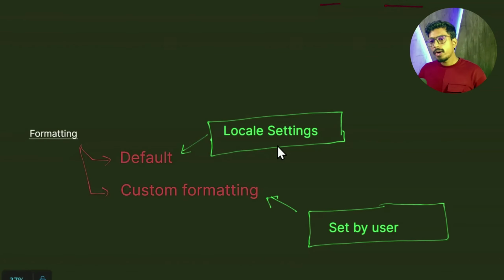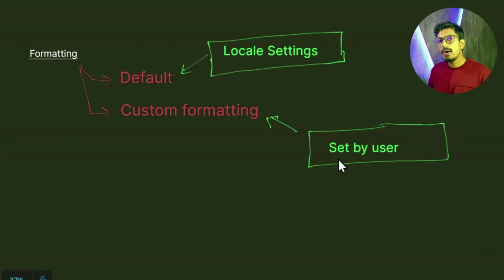Now, what is formatting exactly? In formatting, there are two types: one is default formatting and the second one is custom formatting. Default formatting will depend on the locale settings of your Google Sheet, and custom formatting will depend on how you have set the formatting for that cell beforehand. Okay, I'll show you both the scenarios. You don't have to worry about it. So now this was theory, and now we'll do a hands-on practical on what I'm trying to tell you.